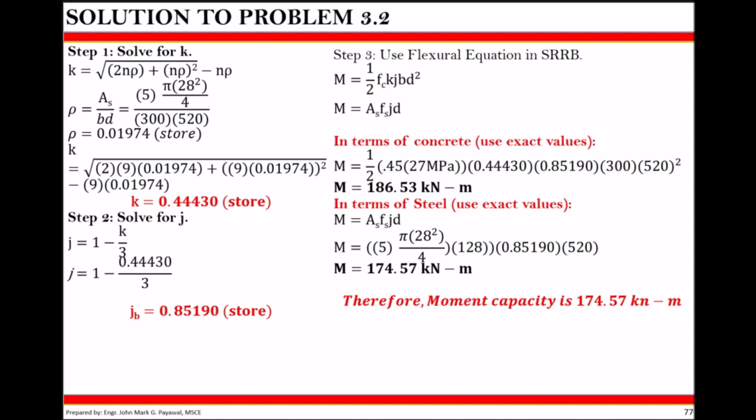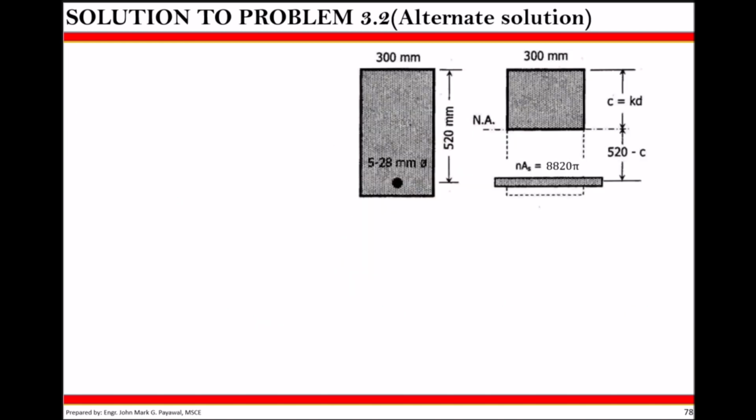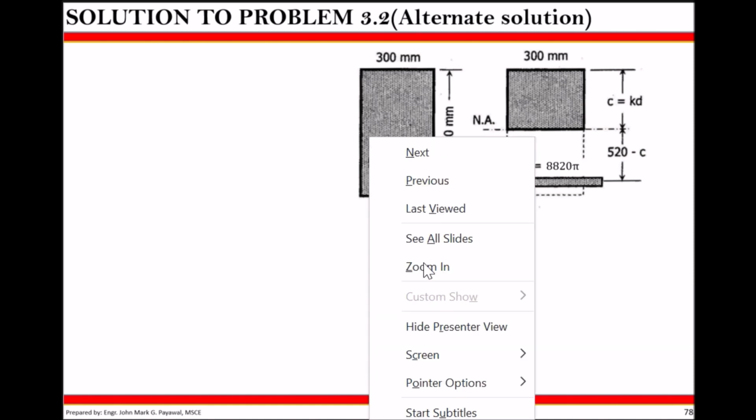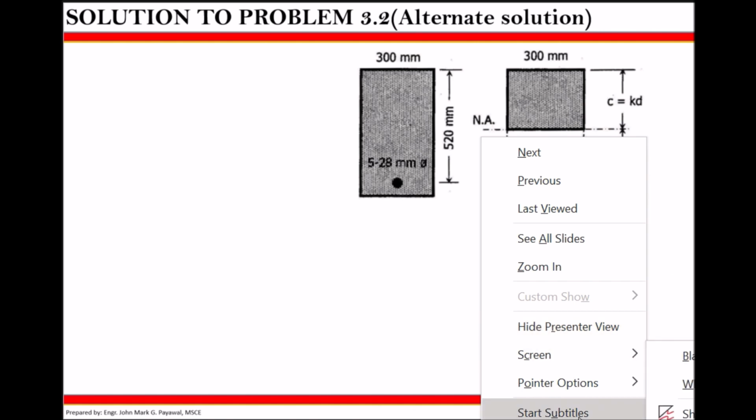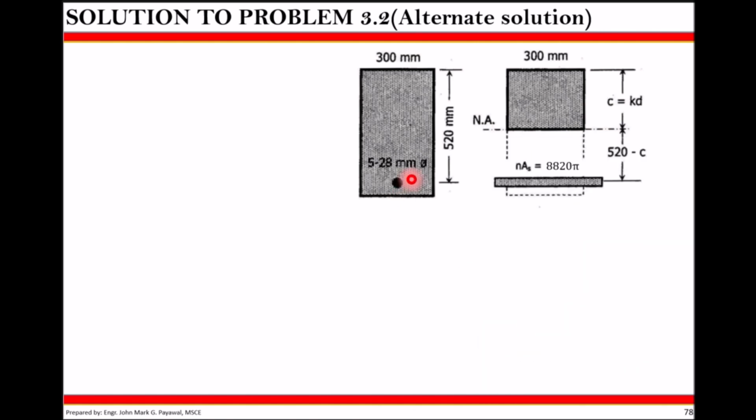So what if we don't want to use the steps? We don't want to solve for K, solve for J, and then use the flexural equation. But we want to apply the concept and our understanding of cracked sections when we're computing elastic bending stresses. So we could have an alternate solution. From the figure, it has 300 millimeters at the base, and it's reinforced by 5 28mm bars, and the effective depth is given to be 520.